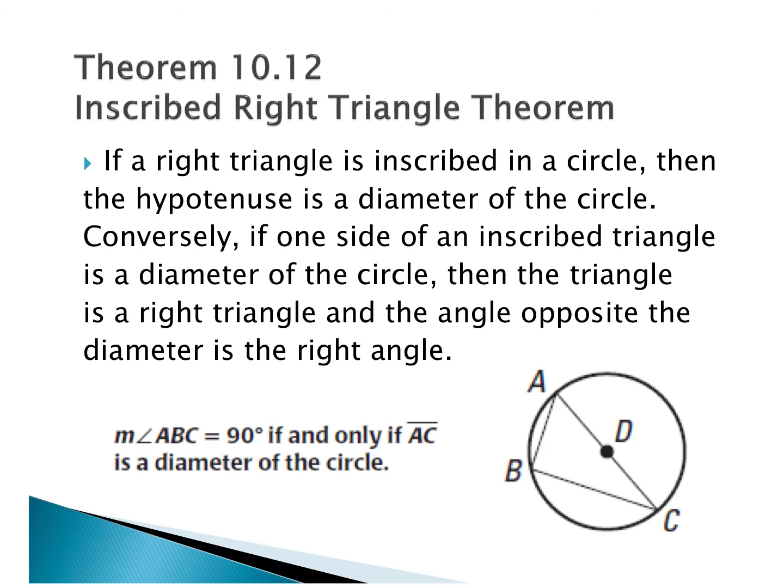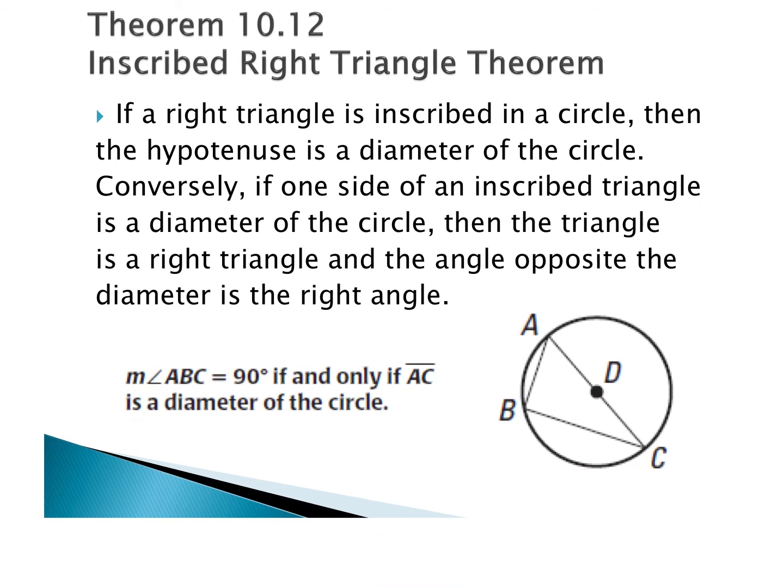So here we can see that the measure of angle ABC is 90 degrees if and only if AC is the diameter. We can also say this backwards. We could say if AC is the diameter, then, if and only if, the measure of angle ABC is 90 degrees. So you can say it backwards and forwards.